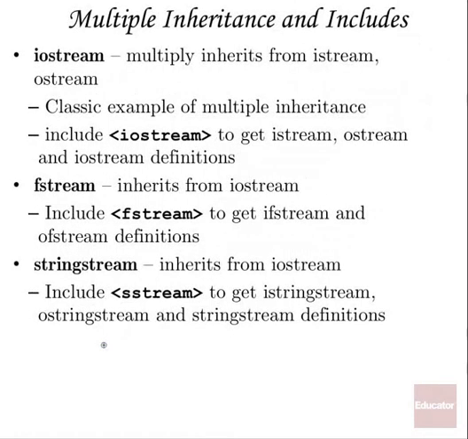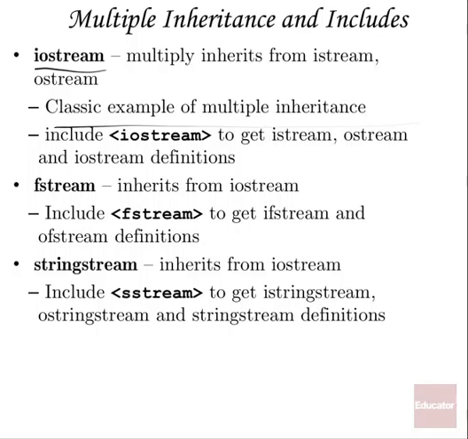Now we do have some multiple inheritance going on. The iostream multiply inherits from both the input and the output streams. So everything you can do with an input stream can be done with an iostream. Everything that can be done with an output stream can be done with an iostream. Not necessarily at the same time, but you can do that. So this is a classic example of multiple inheritance. It also includes the classic problems that can happen with multiple inheritance, which we're not going to talk about.